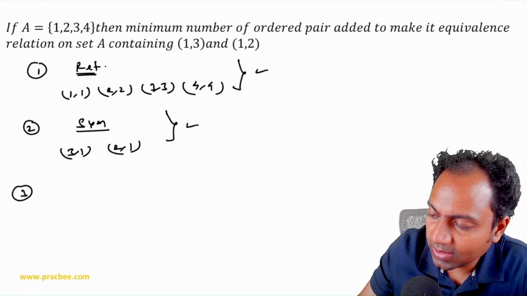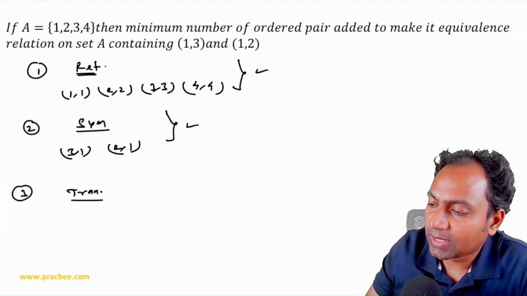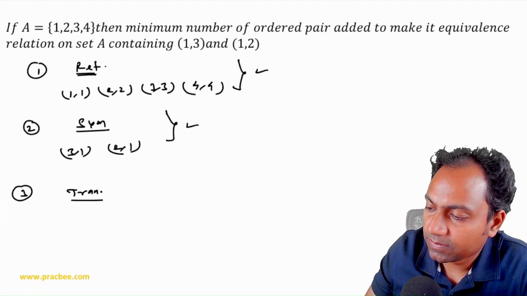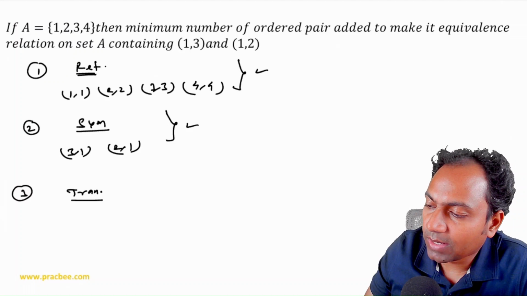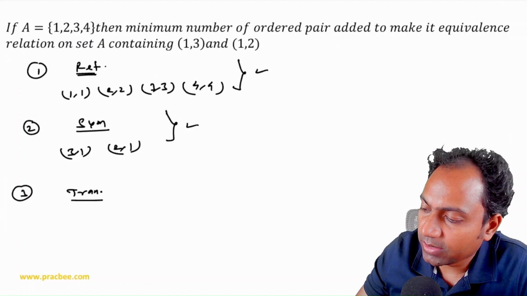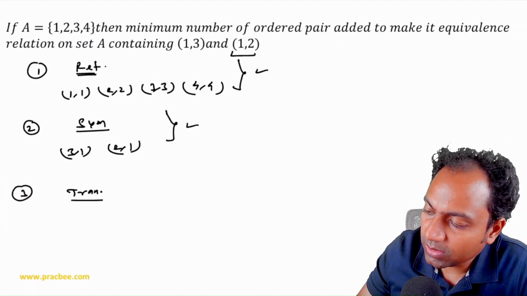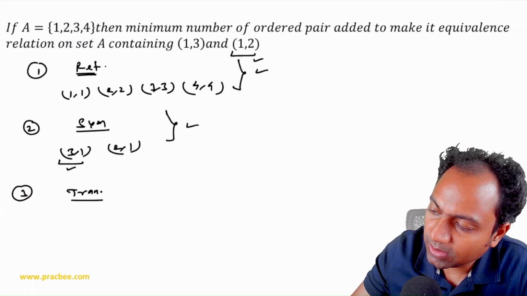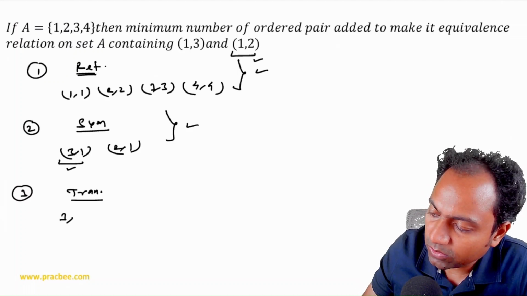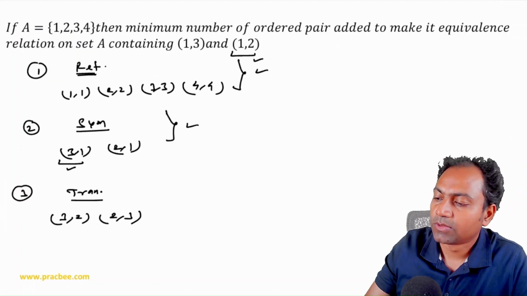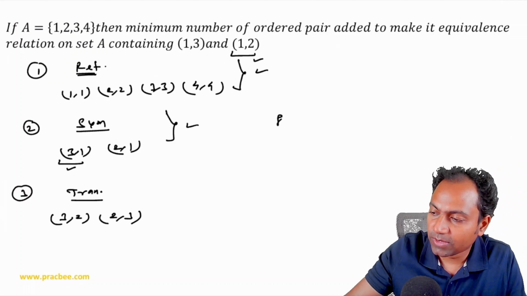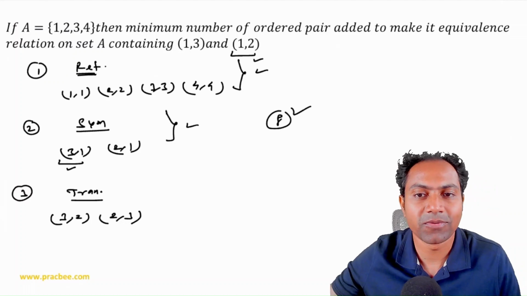In order to make it transitive, here it becomes interesting. You can see that if I have (3,1), what I would require, and there is already (1,2). So for this 2, for making it transitive, I will require (3,2). And if I have (3,2), I will also require (2,3). So you can see that a total of 8 elements would be required to make it an equivalence relation.